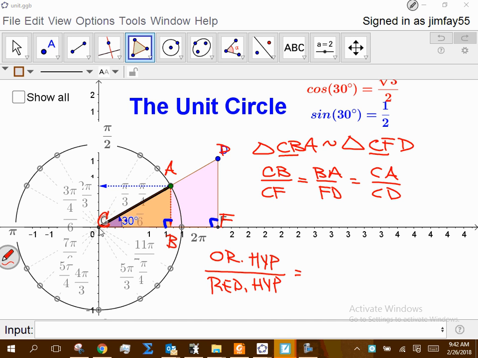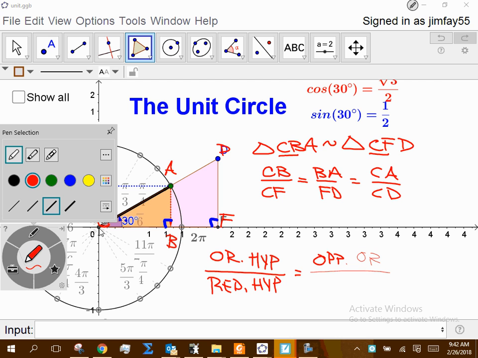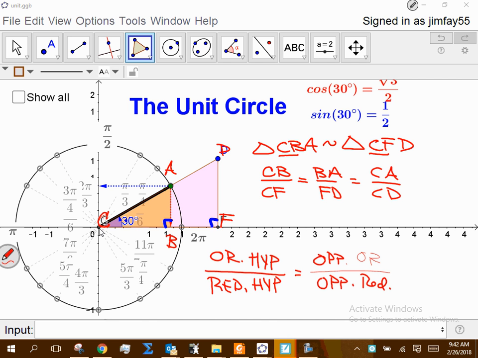Let's look at BA and FD. Let's look at that middle ratio. BA, okay, for this 30 degree angle, BA would be what side? Opposite. So I'm going to say BA, and I'm referencing that 30 degrees. So BA would be the opposite side of the orange one. See what I mean? And then DF would be the opposite side of the red one. And that should be a true proportion for those two triangles.